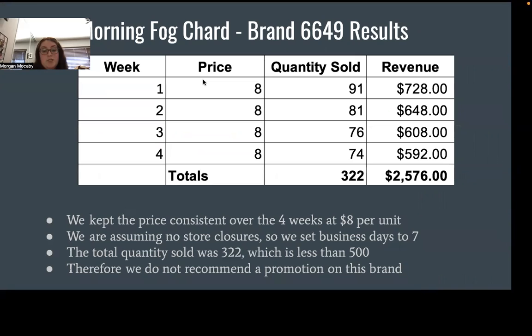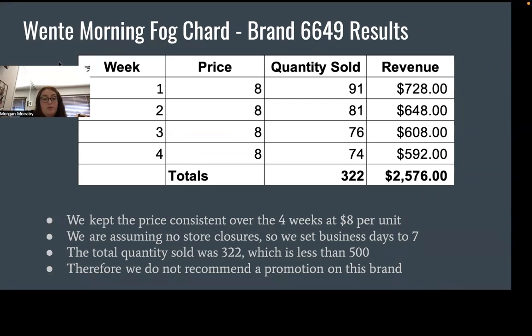And then, so this is going to show our revenue over the 4 weeks. So we decided to keep the price constant at $8 per unit for the 4 weeks. And then it shows our quantity sold and then our revenue for the week. As you can see, it kind of goes down for the quantity sold. And we think that's just because of the way our model was. It wasn't like the greatest model, but that was the best we were able to get.